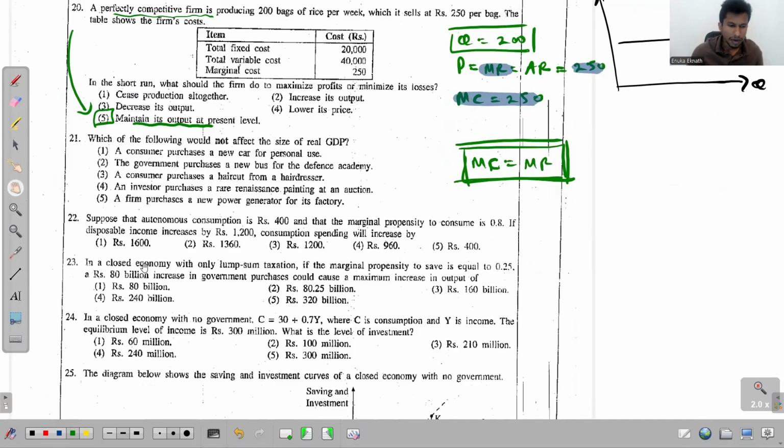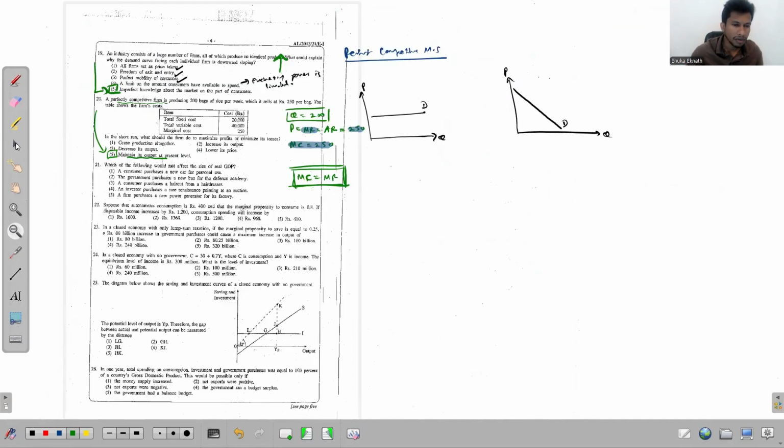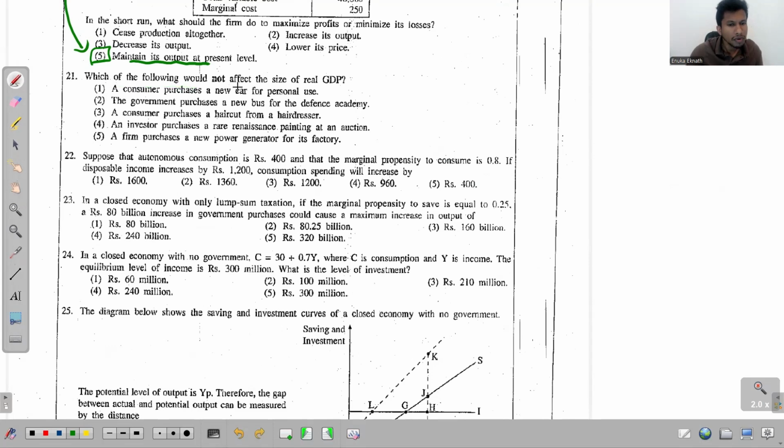Right. Now look at this question number 21. Which one of the following would not affect the size of real GDP? Right. The size of real GDP means you just need to find the component which will not be included when calculating GDP. If it is not considered, then it will not affect the magnitude of the GDP.